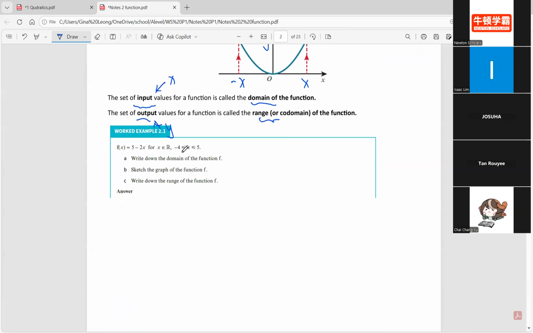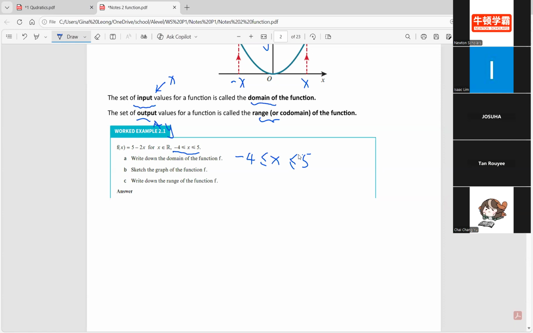Okay, for the question 1 example, write down the domain. The domain is actually already provided in the question. The answer is here, the x value, which is -4 ≤ x ≤ 5. Then after that he will ask you to sketch the graph, I mean sketch the function.